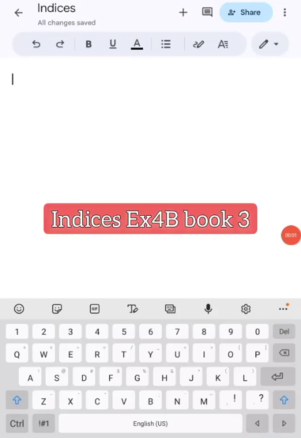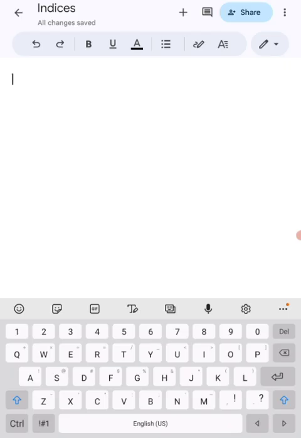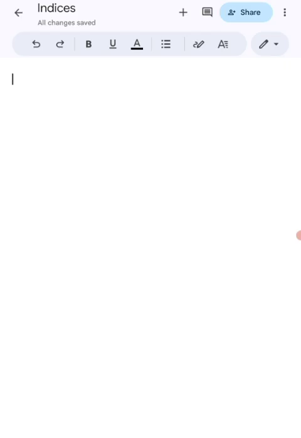Assalamu alaikum. We are starting with indices, exercise 4B, and in this we are going to do question number 9 as well as question number 10. So let's start with question number 9.